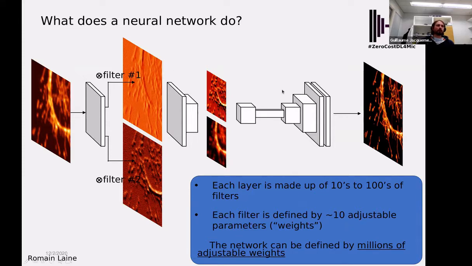And if you put the whole network together, you have a network that can be defined by tens to hundreds of filters that can be modified by tens of parameters, which can lead you to up to millions of different adjustable weights. So basically, you have here a system where you can adjust a lot of different parameters that is going to affect how your image is going to be processed through the pipeline. It's a very simplistic way of looking at it, but hopefully it helps you understand a little bit how it works inside.